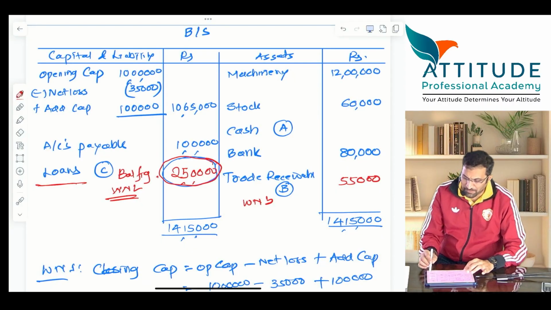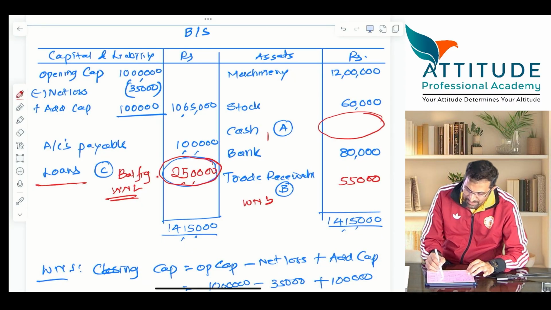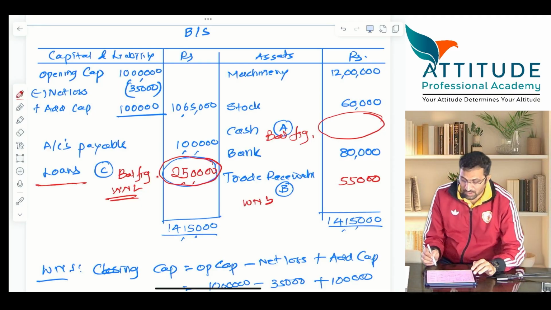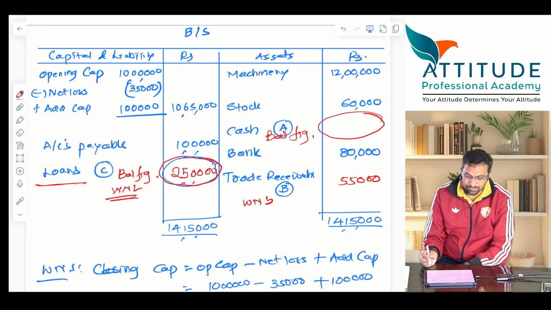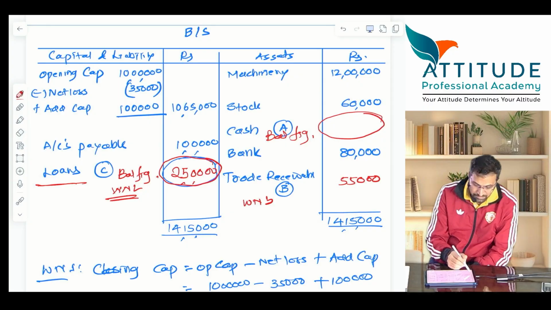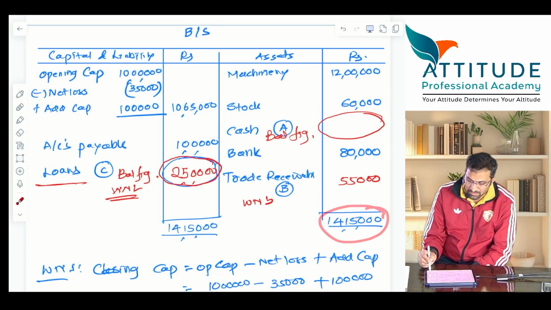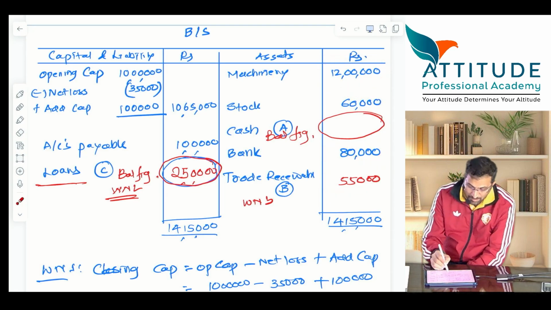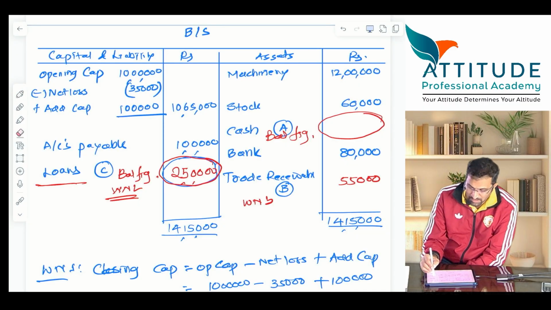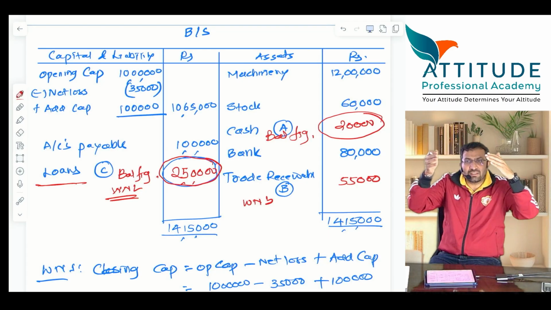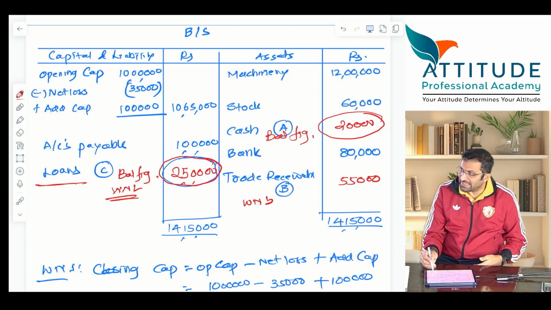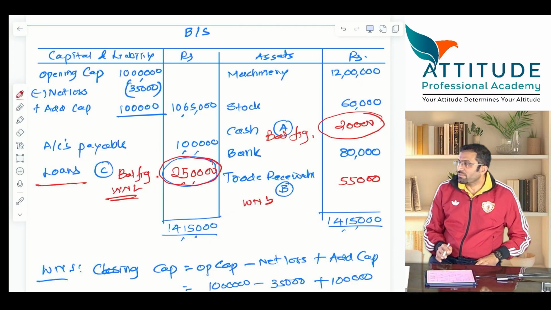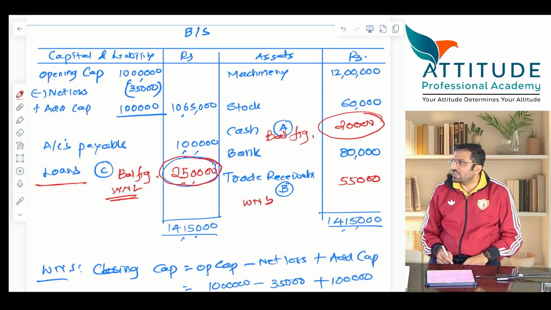55,000. Now if this is 55,000, cash will be the balancing figure. Yes or no? Tell me, what is the balancing figure for cash? Do it. 14,15,000 minus this, minus this, minus this, minus this. How much? Is it 20,000? 20,000 is the answer. Done. If you want to put the formula, you should say total assets minus all other assets except cash, and we'll give you cash. Understood?